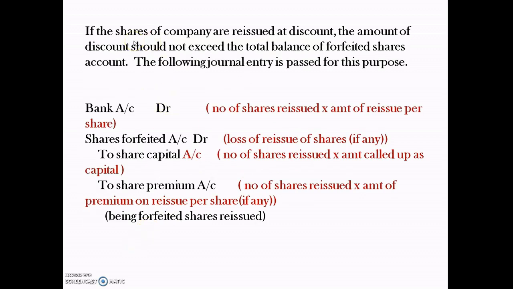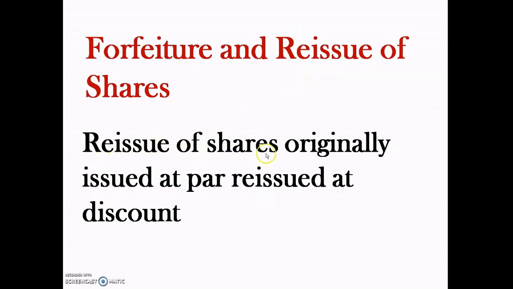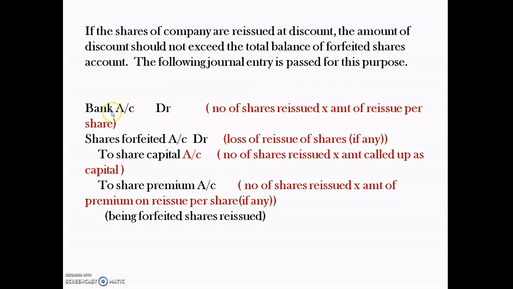If the shares of a company are reissued at discount, the amount of discount should not exceed the total balance of the forfeited shares account. The following journal entry is passed for this purpose. When there is a reissue of shares originally issued at par and it is reissued at discount, the journal entries will be: bank account debit, shares forfeited account debit, to share capital account, to share premium account. If there is a premium, we can add this entry to share premium account.